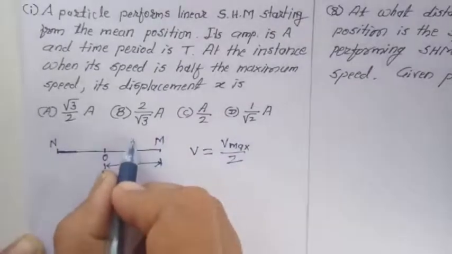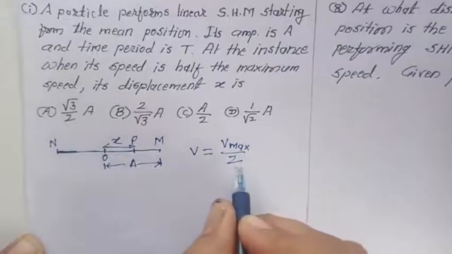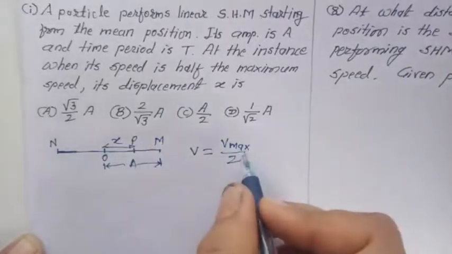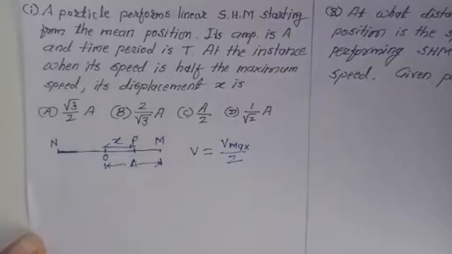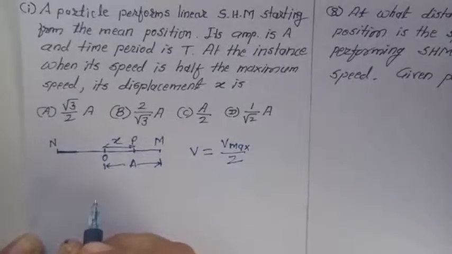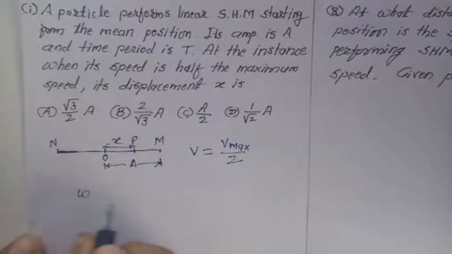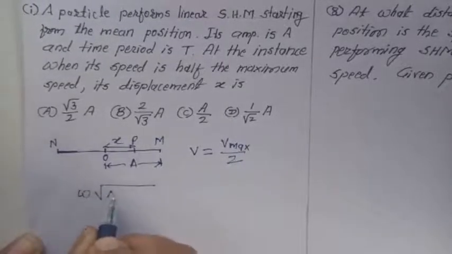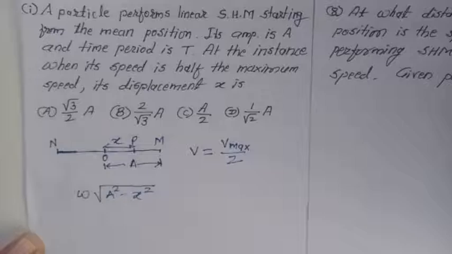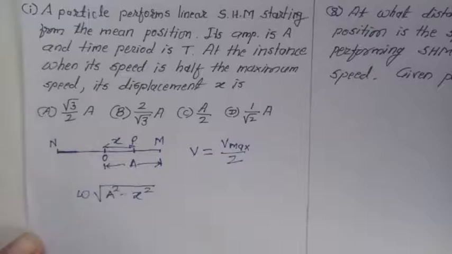Suppose we consider this point P at a distance x, and at this distance x we can use this condition that is given to you. Velocity at this point is half of the maximum speed. Now you must know the formula for speed. The formula for speed, or we can say velocity, is v equal to omega under root of a square minus x square. This is the general formula for the speed of the particle performing SHM, where a is the amplitude, x is the displacement, and omega is the angular frequency.